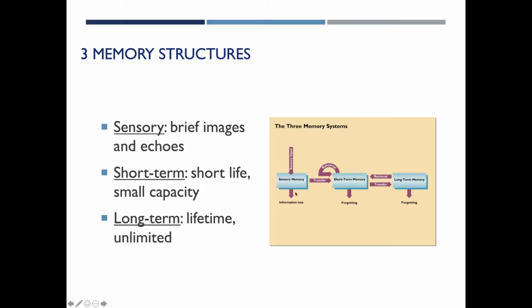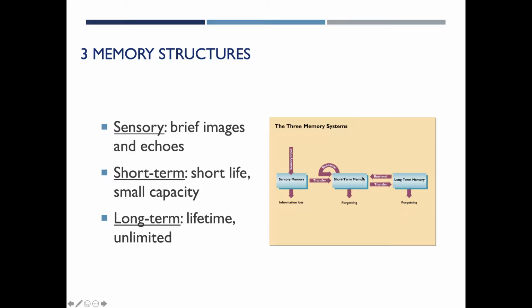So sensory memory is a very brief image or echo that is stored in your mind temporarily. Short-term memory has a relatively short life. It's about 30 seconds, and it has a small capacity. We'll see that it's 7 plus or minus 2 chunks of information. And then long-term memory is most of what you've learned over your lifetime. It's unlimited. You could store as much knowledge as you're able to acquire in your entire life.